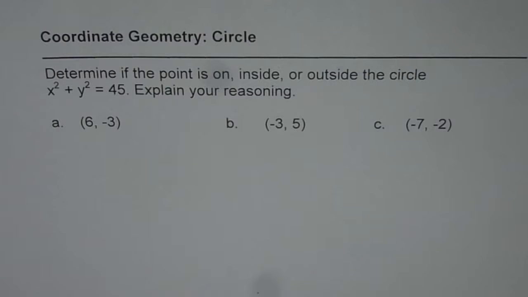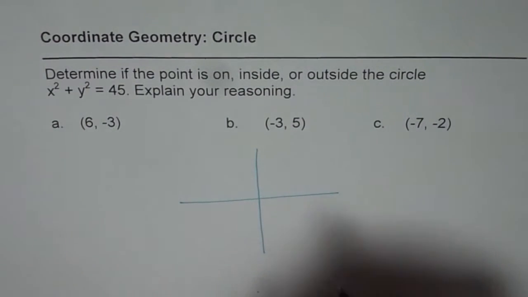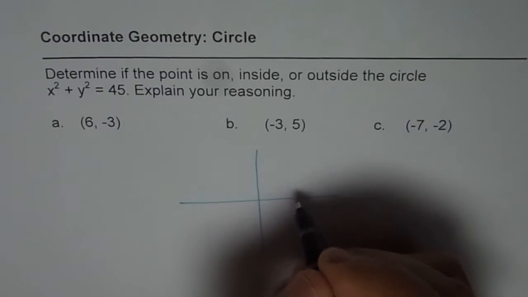The question here is, determine if the point is on, inside or outside this circle x square plus y square equals to 45. Explain your reasoning. So in this particular case, I will rather explain you the reasoning and then you can do the calculations and find the answer. So we have equation of a circle which is x square plus y square equals to 45.